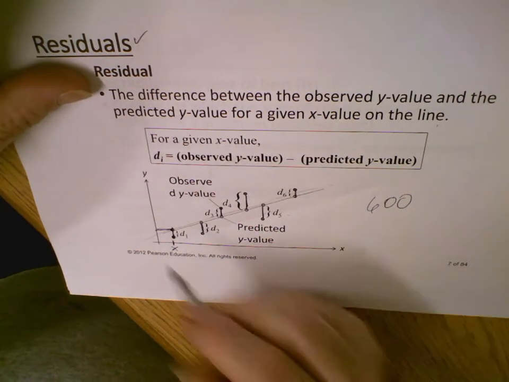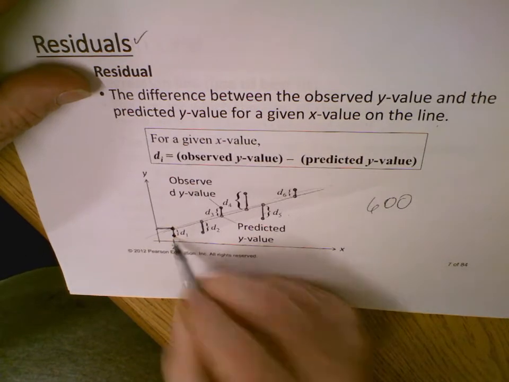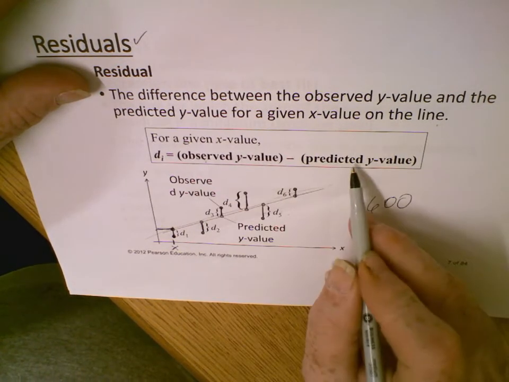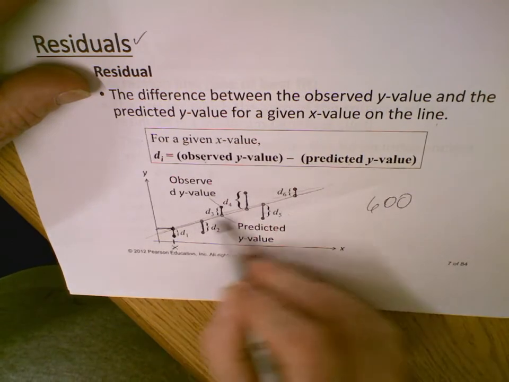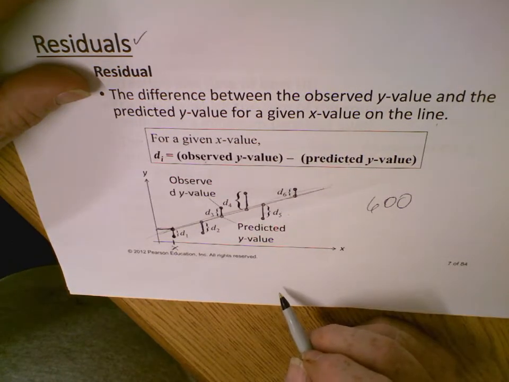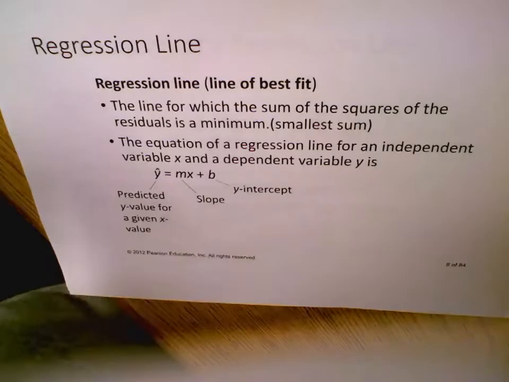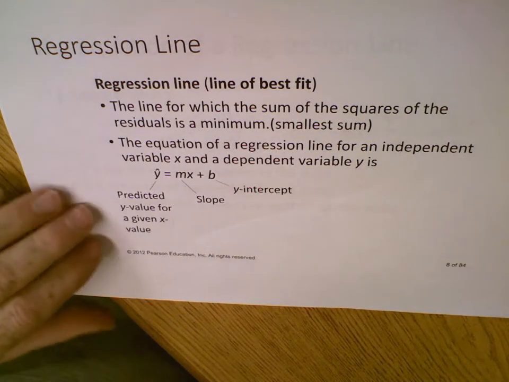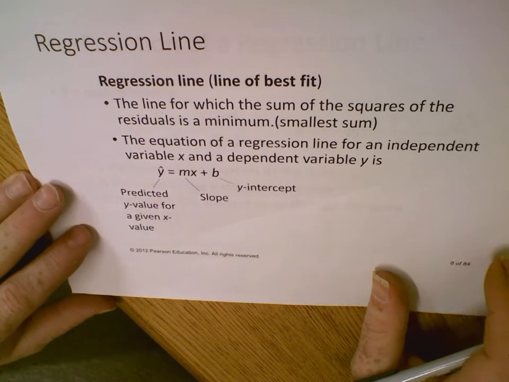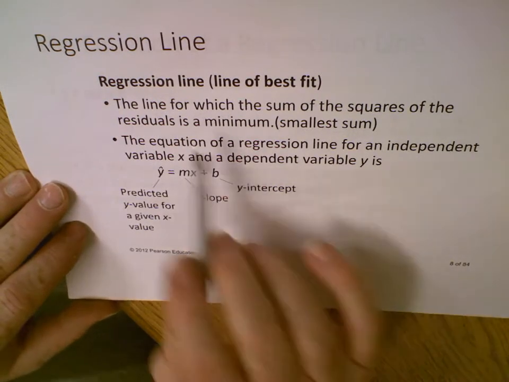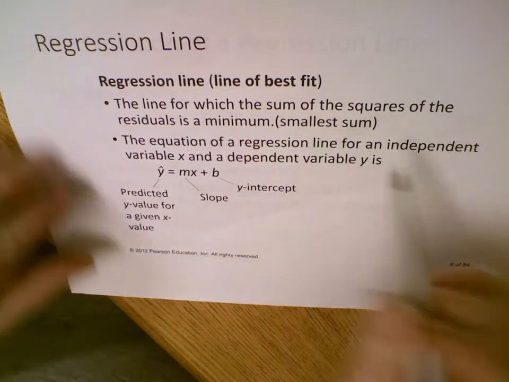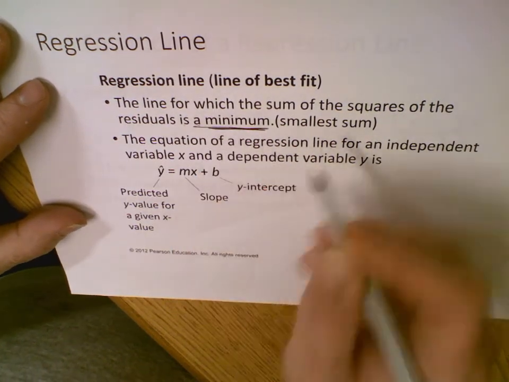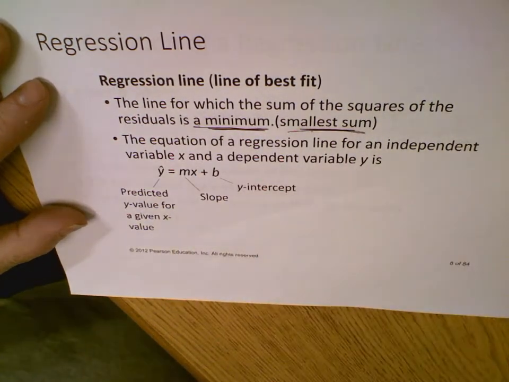A residual is just, again, the difference between what you've seen in your data and what the predicted value would be using that certain line of fit. Again, the regression line, or the line of best fit, is the line for which the sum of the squares of the residuals is a minimum. So it's the smallest sum possible.